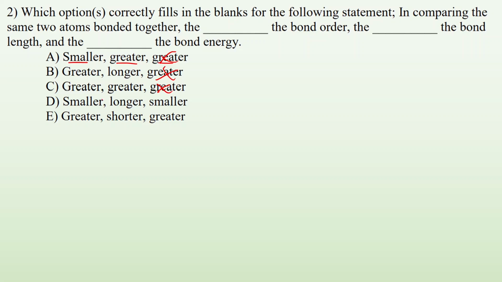All right, two atoms bond together, the smaller the bond order, the longer the bond length, true, and the smaller the bond energy. That is a true statement. What about the greater the bond order, the shorter, yes, the bond length, and the greater the bond energy? Yes, that's true. Choice D or E.